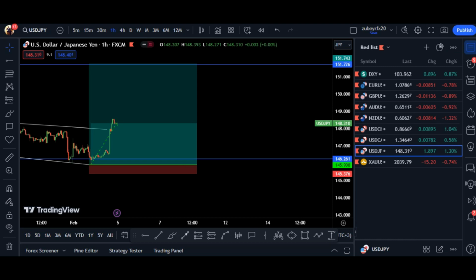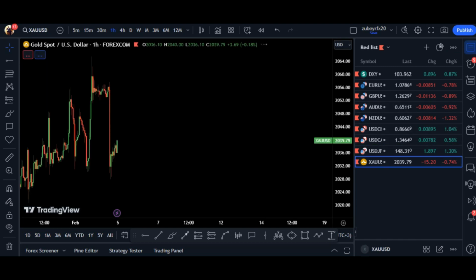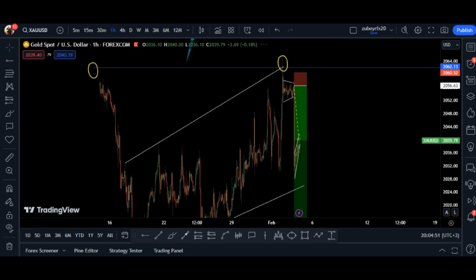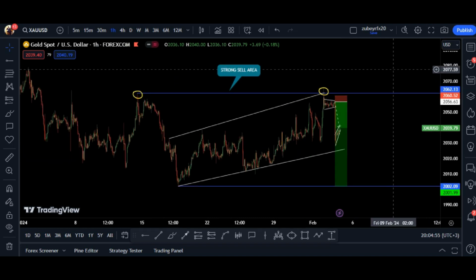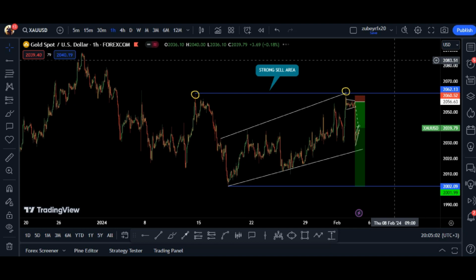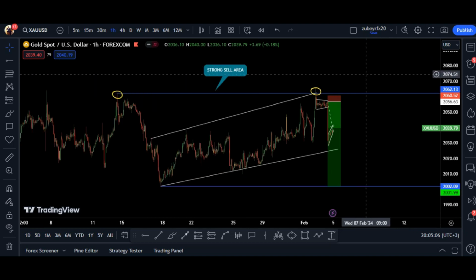And lastly, I want to show you gold. Gold was our favorite pair, guys. We have been analyzing gold starting from the beginning of January, and we cashed more than 1000 pips on gold. And look what happened yesterday, guys.